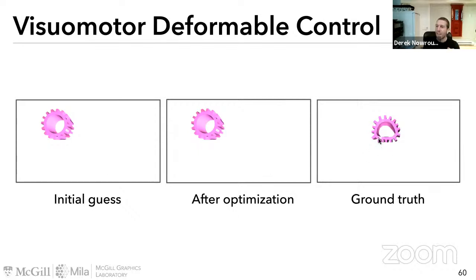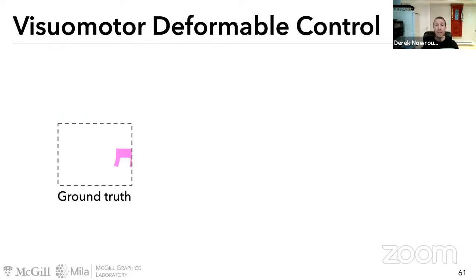I have this target, one image that I would like this deformable gear to hit at some point. This is my initial guess, and this is after optimization. I could design a controller that will hit that target frame only from a single image.